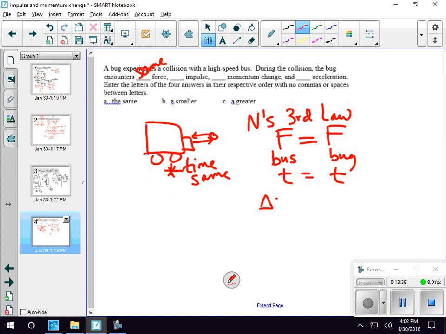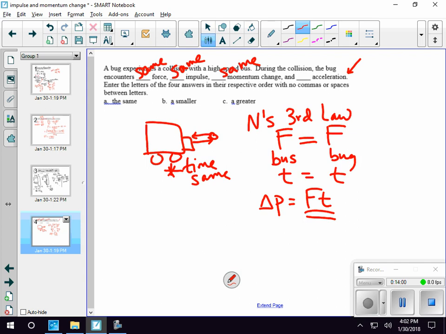So guess what is the same for both of them? Their change in momentum, right? Those two numbers are identical for the bus and the bug. So that means that their change in momentum is the same. And anytime I see change in momentum, I know that that means impulse at the same time, right? Those are all the same. So why does the bug go splat? Why does the bug go splat?